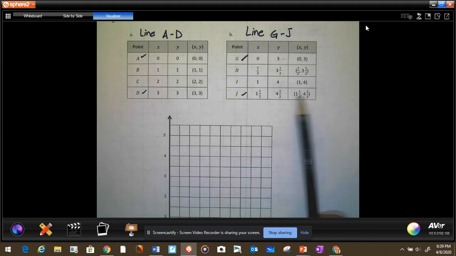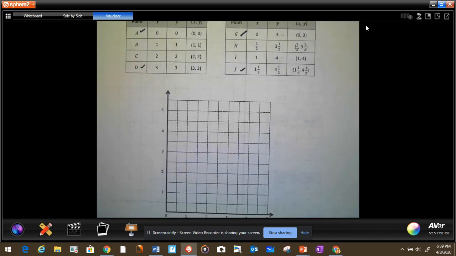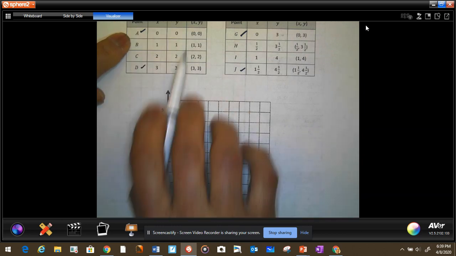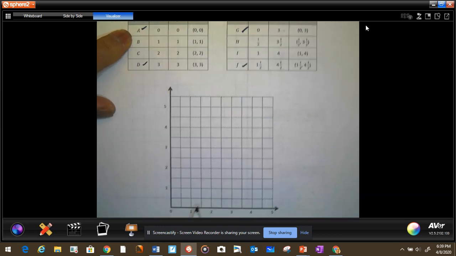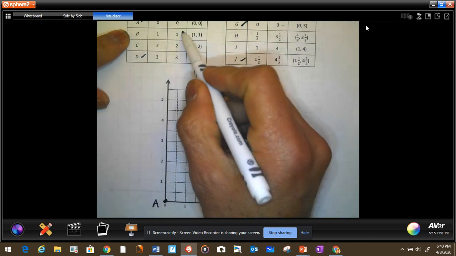So what we're going to do is plot the points on this grid, on this coordinate plane. So we're going to do A. It's 0, 0. 0, 0 is the origin. If you pay attention, the origin is right here on the bottom. So that's the first dot. And this is A.